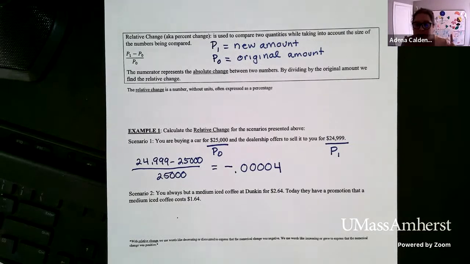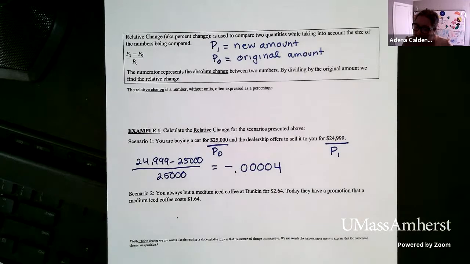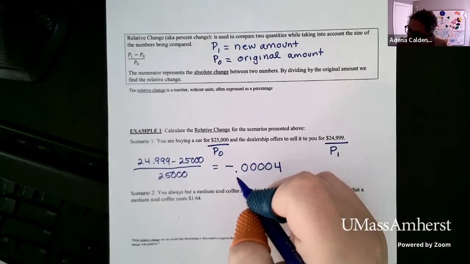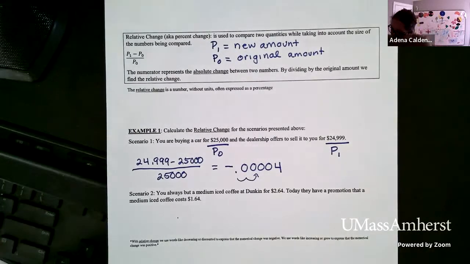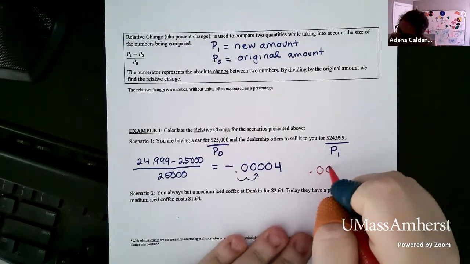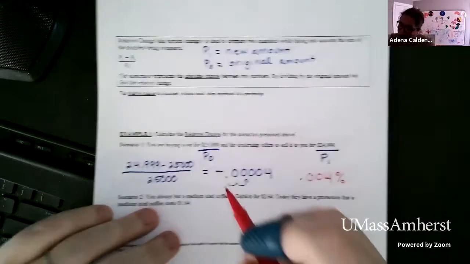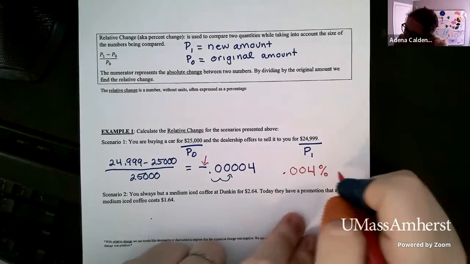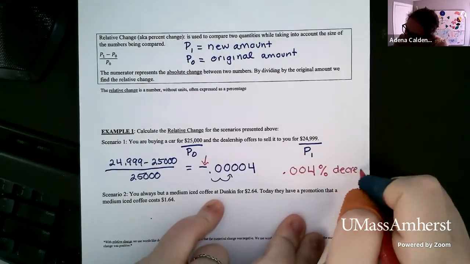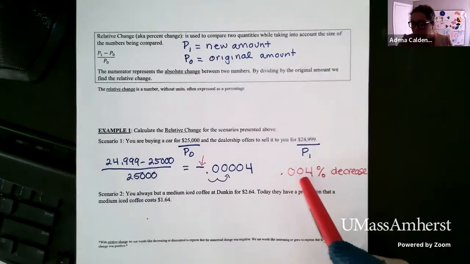Once we get out our decimal number, we are not done. We have to do two things. We need to convert it to a percentage, and we need to consider whether or not our solution was positive or negative. To convert a decimal to a percentage, we move the decimal point over 2 places. So when we do that, we get 0.004%. And if the sign in front is negative, we add the word decrease. So the price decreased by 0.004%.